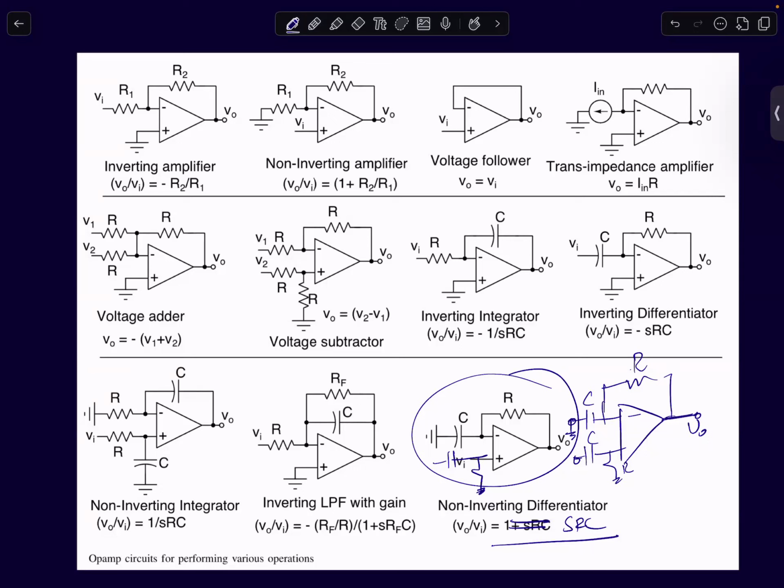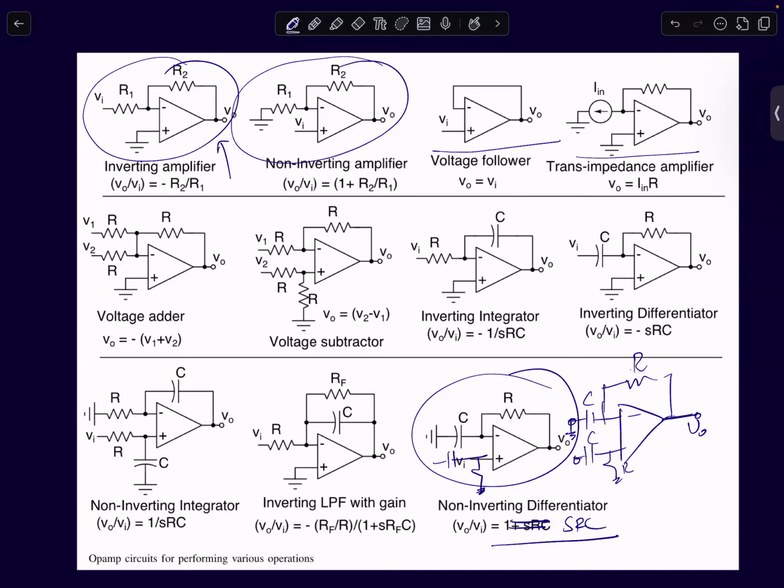So the first one here is an inverting amplifier. The second one is a non-inverting amplifier. The third one is a simple voltage follower. The fourth one is a trans impedance amplifier, which converts current inputs to voltage outputs.